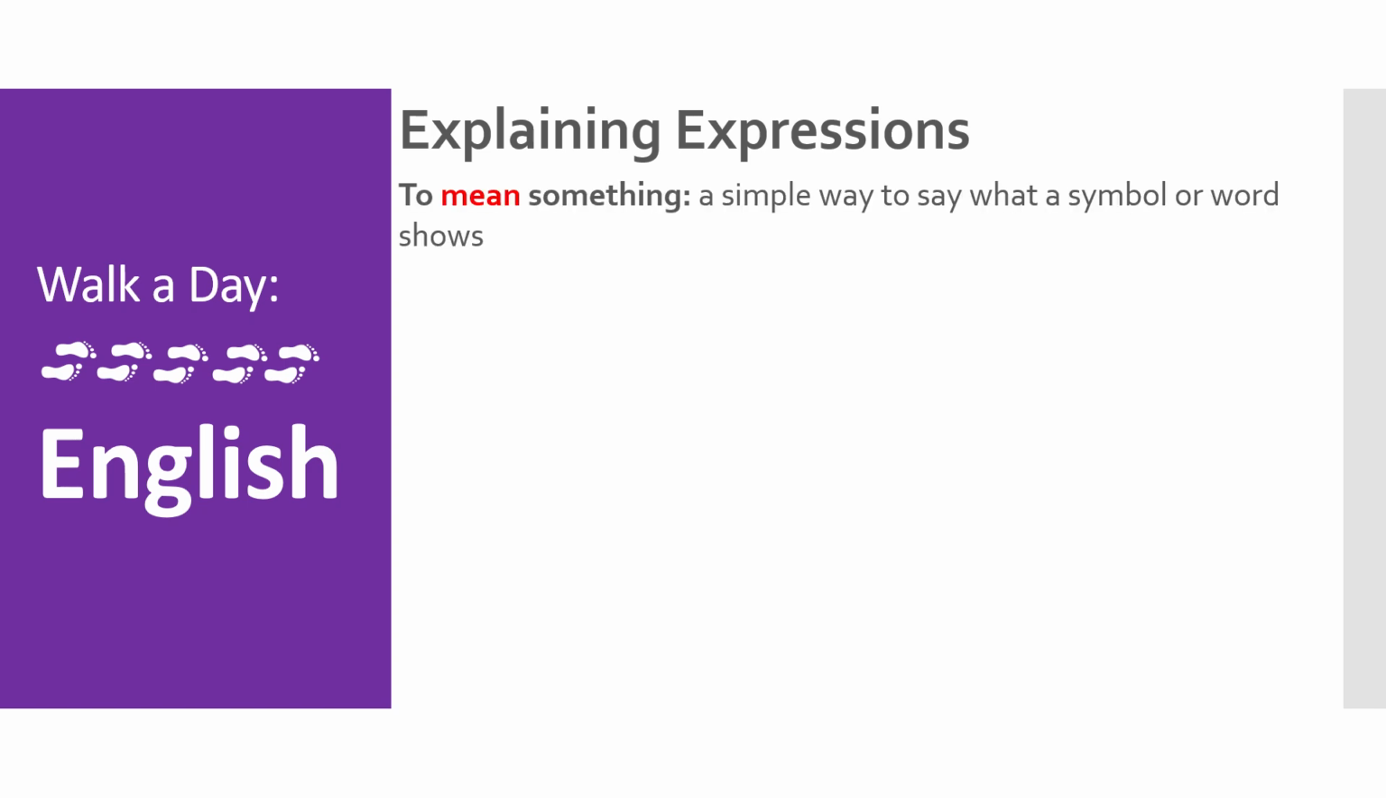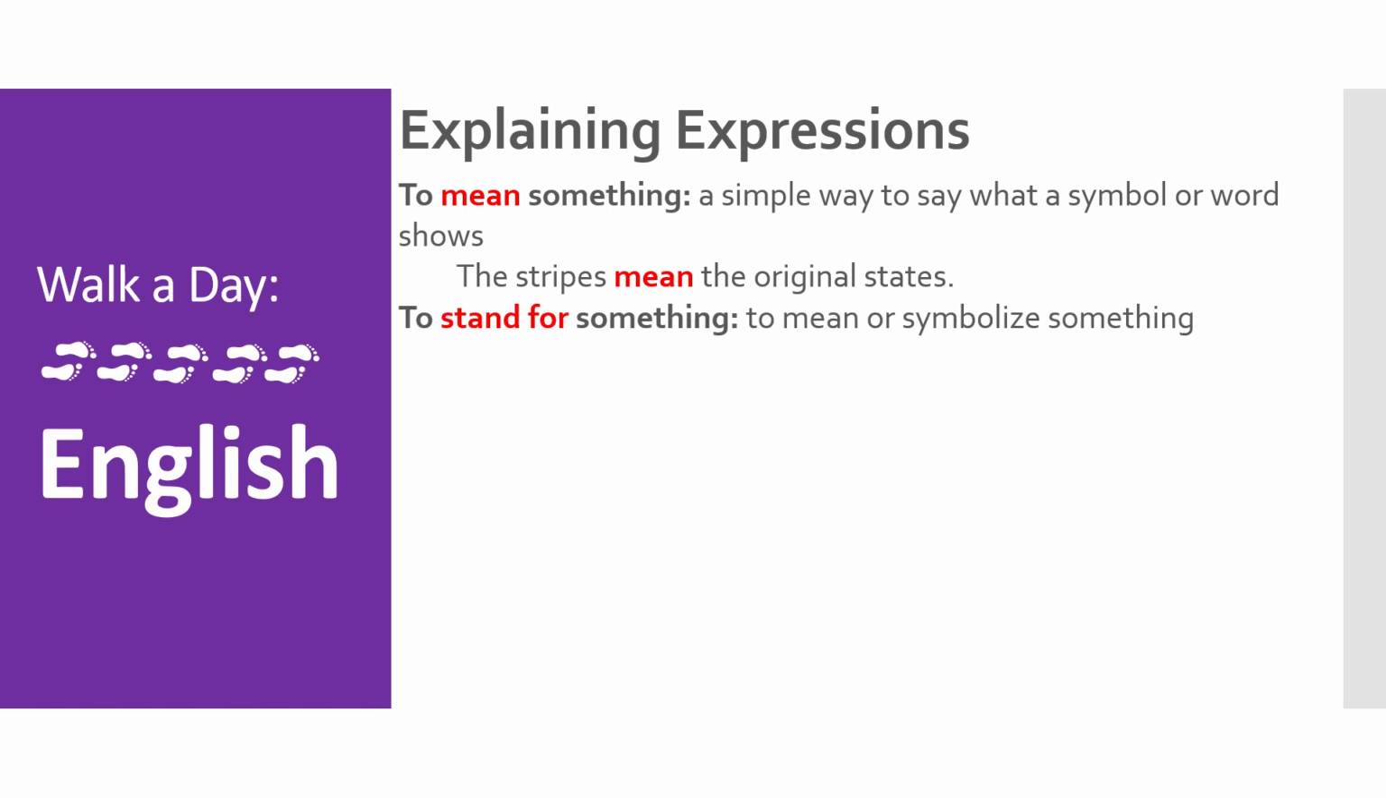So to mean something is a simple way to say what a symbol or word shows. So for example, the stripes mean the original states, as in the case of the United States of America's flag, their 13 stripes represent the 13 colonies or the 13 original states.